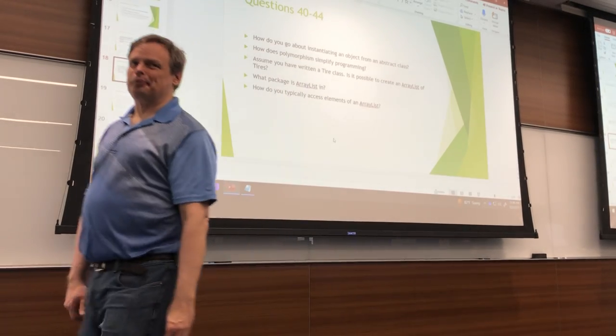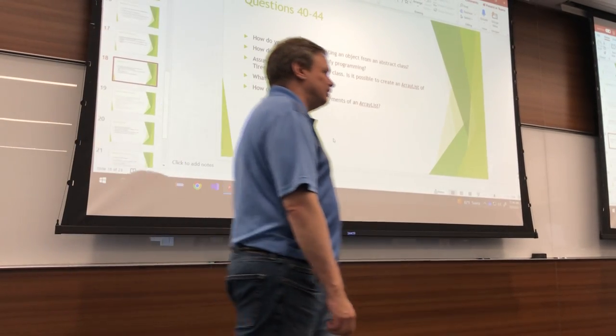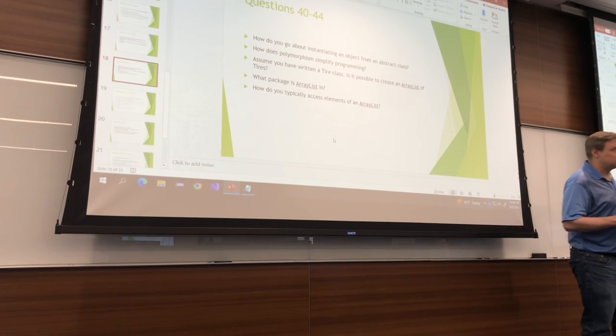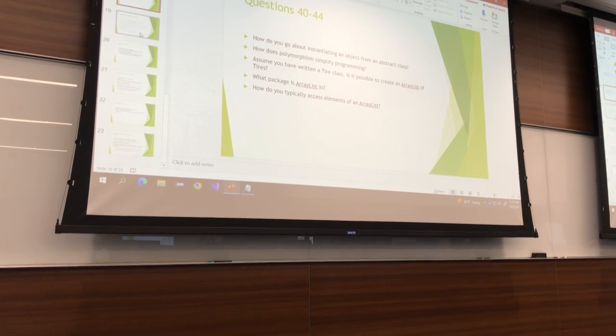The next question is really simple. What package is array list in? It's in java.util. You may not remember that, but it's a really simple question. How do you typically access elements of an array list? Get. What do you pass in to get? An index. So you access them by index and then you use get, as opposed to arrays where you use the square brackets. You just say get of i, where i is the index.